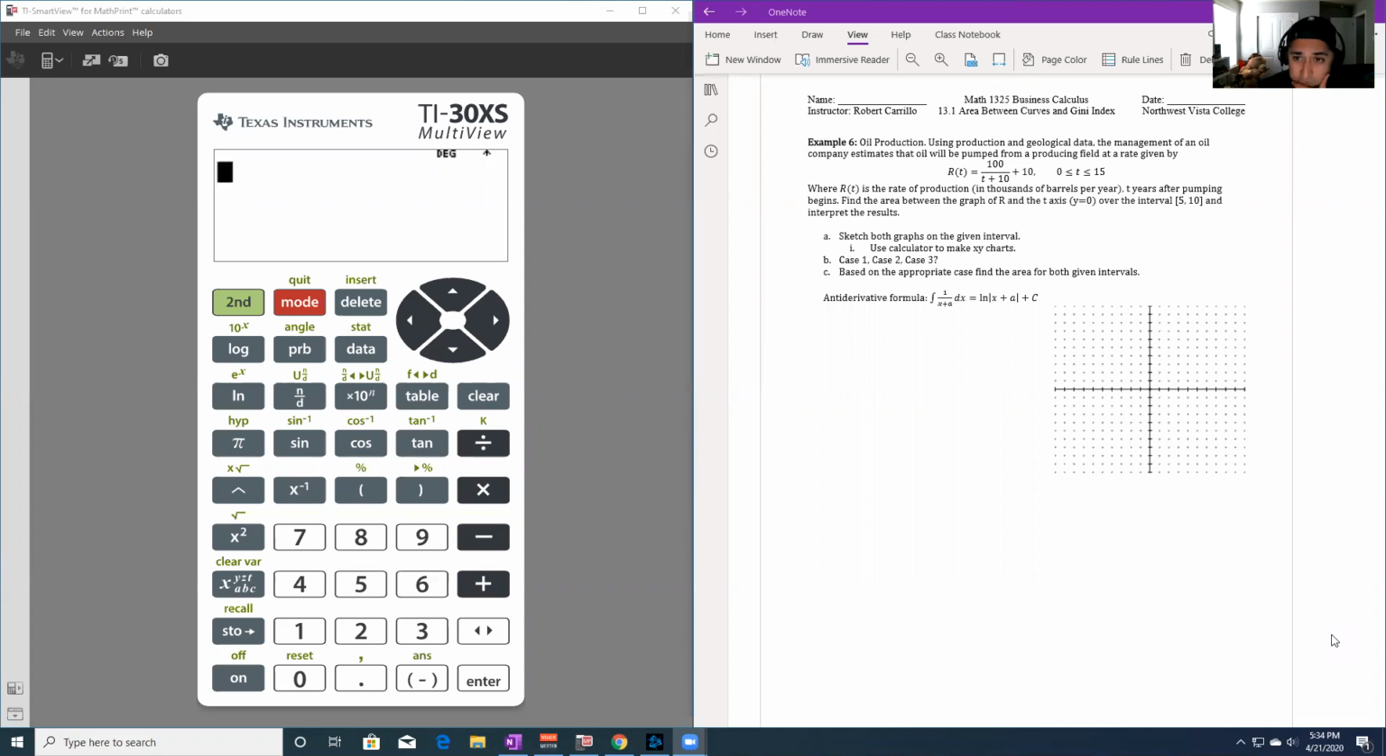Example 6, using production and geological data, the management of an oil company estimates that oil will be pumped from a producing field at a rate given by R of t equals 100 over t plus 10 on the domain 0 to 15. R of t is the rate of production in thousands of barrels per year, t years after pumping begins. Find the area between the graph of R and the t-axis, y equals 0, over the interval 5 to 10, and interpret the results.